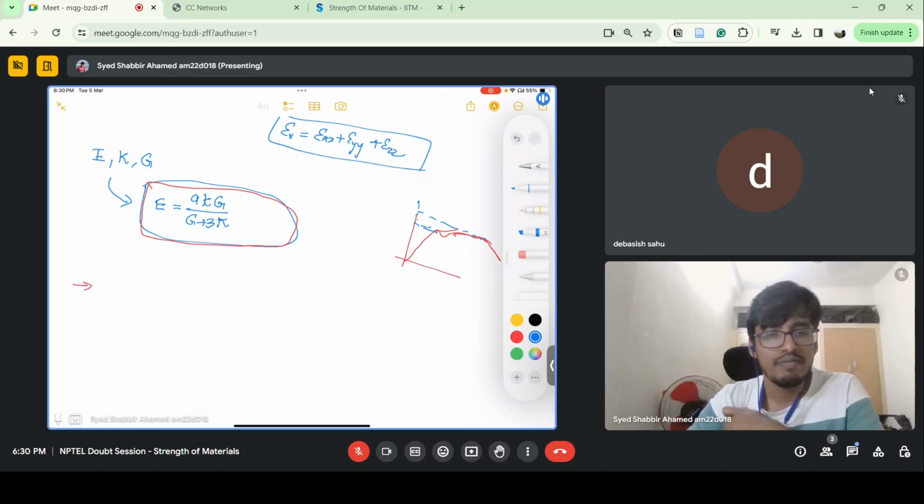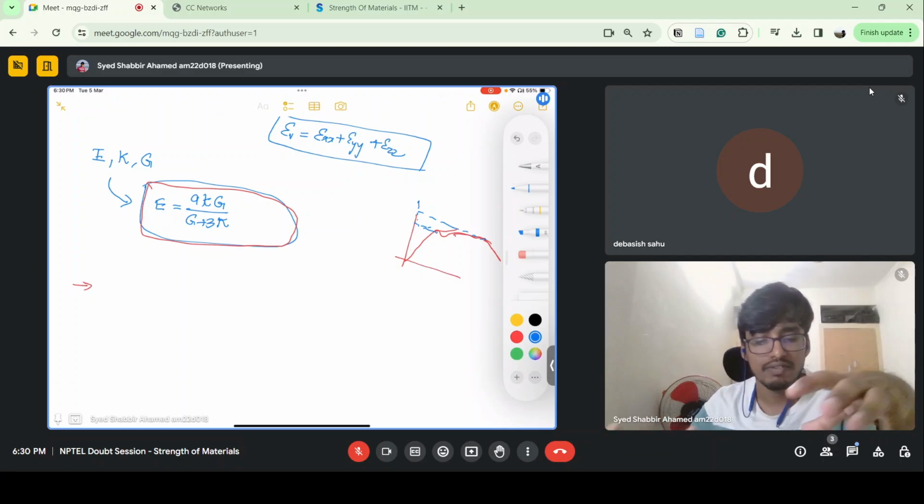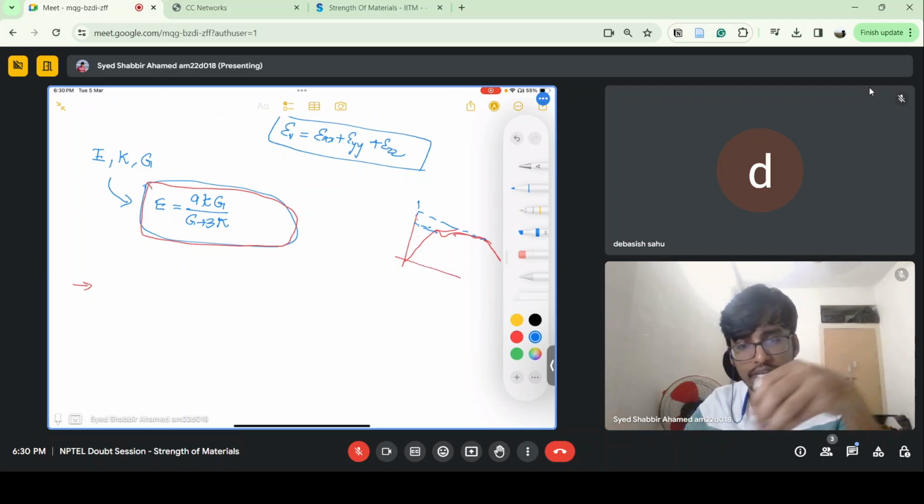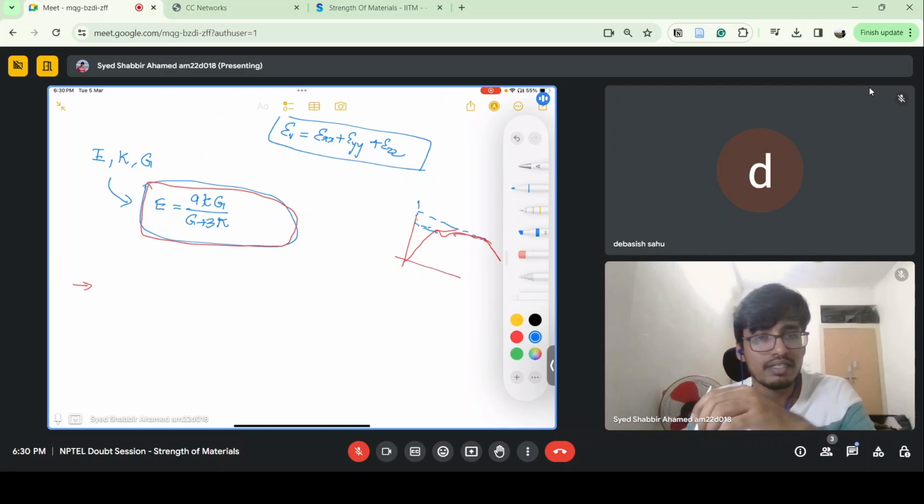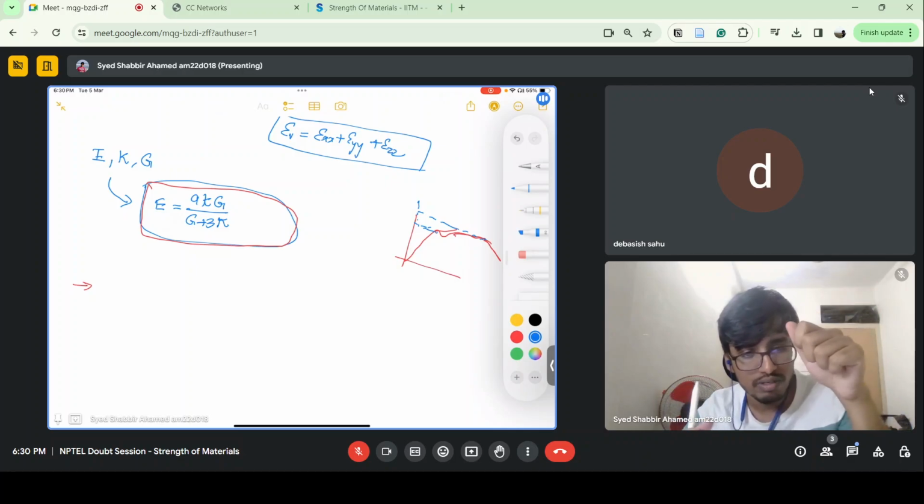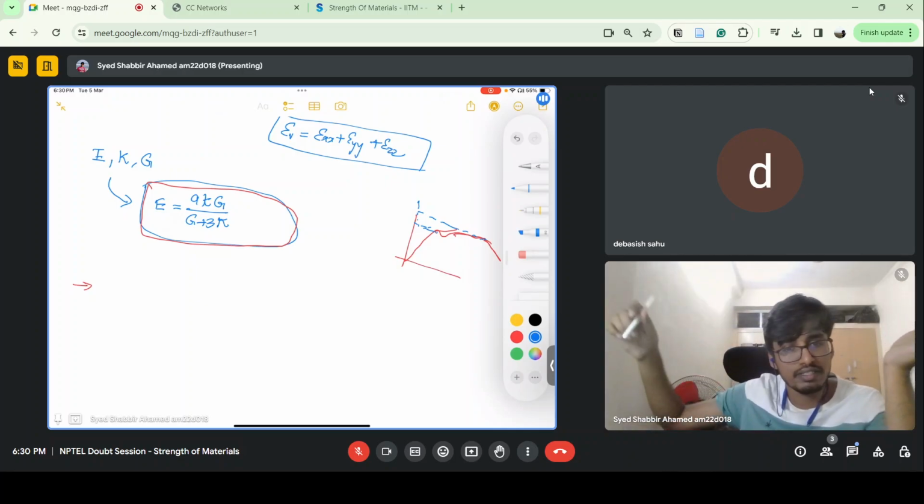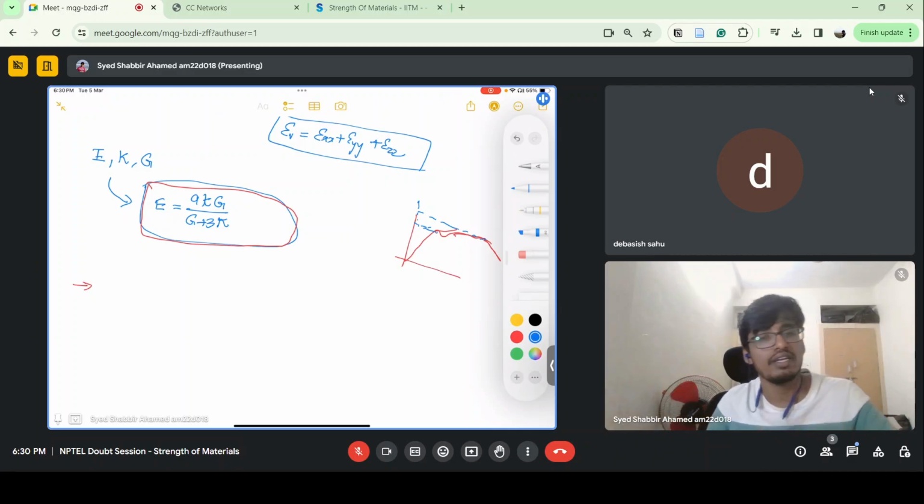This strength will remain the same, but if you take a very huge cross section, like instead of taking a small bar, you take a big block, then there may be some disturbances. You cannot apply the load such that stress is uniform across the cross section. So then the results may get disturbed.